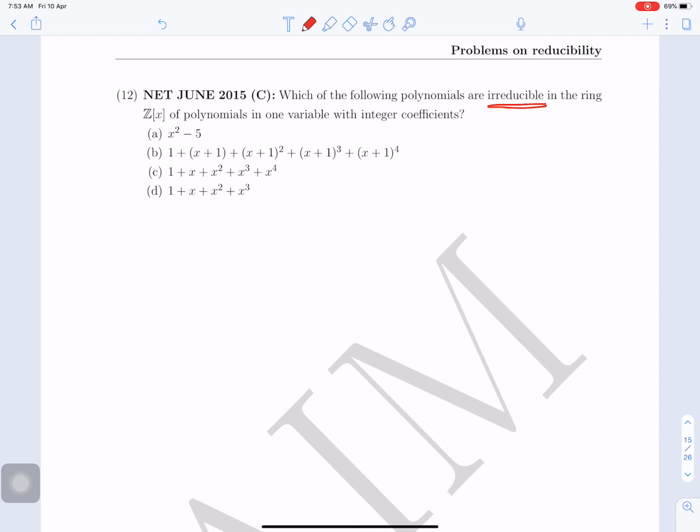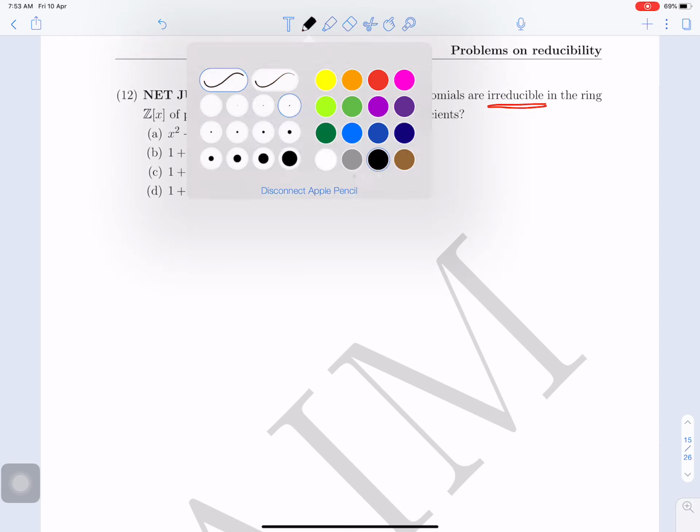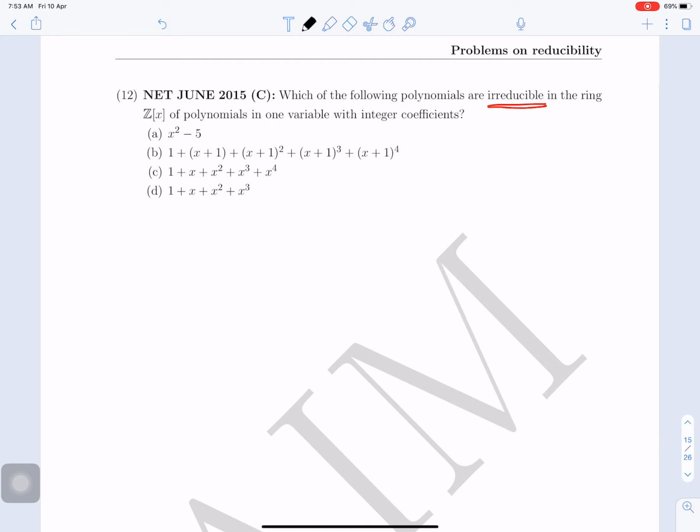If you observe, all the polynomials are monic polynomials, that is the first thing. Second thing, the degree of the polynomial in option A is 2, in option B it is 4, option C is a 4 degree polynomial, and option D is a 3 degree polynomial. So now let us go for option A.